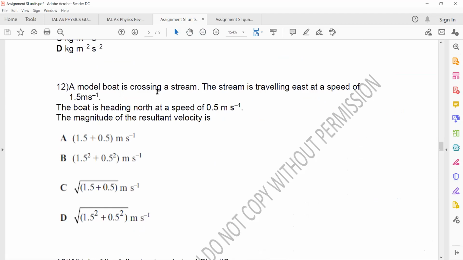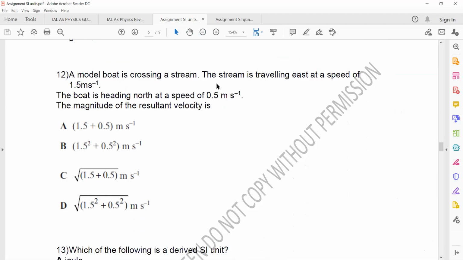A model boat is crossing a stream. The stream is traveling east at a speed of 1.5. As we know the directions on the compass, north is up, east is towards the right, and west is the opposite. So the stream is moving in the east direction at 1.5, and the boat is heading north. So the boat is going up.